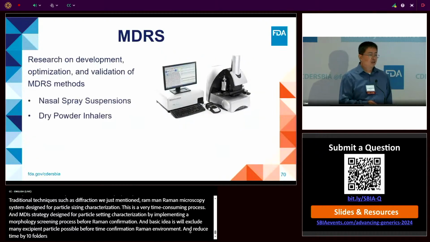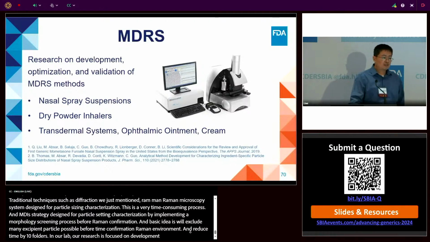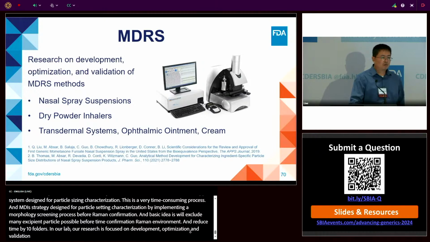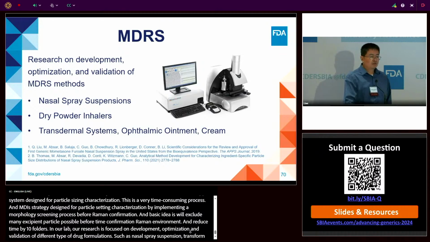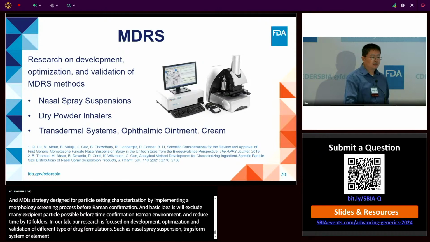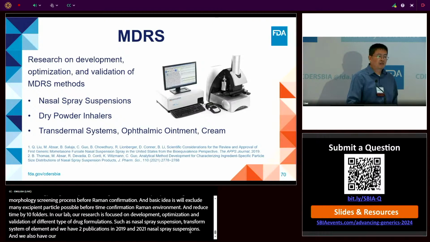At our lab, our research is focused on the development, optimization, and validation of MDRS methods on different types of drug formulations, such as nasal spray suspensions, dry powder inhalers, transdermal systems, ophthalmic ointment, and cream. We have 2 publications, in 2019 and 2021, on nasal spray suspensions. And we also have a poster on MDRS application on creams at this SBIA. Hope you'll have time to visit our poster session.